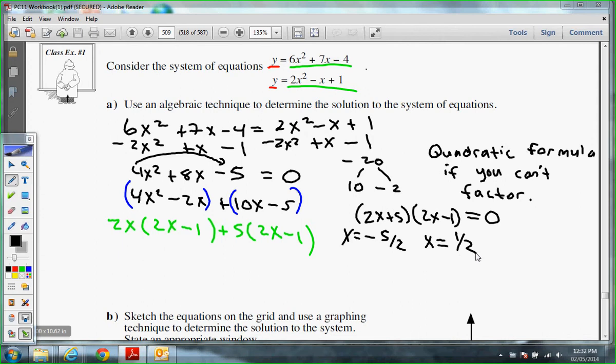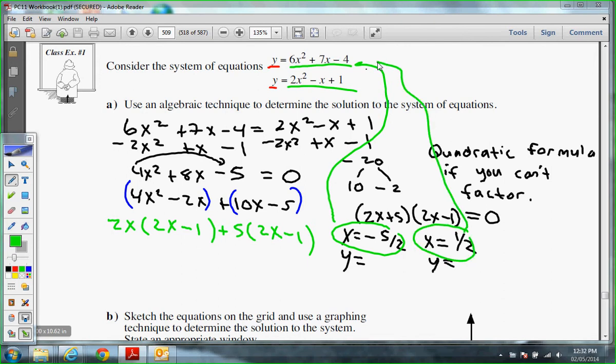All right, so what I want to do now is, I have my x's, I still want to get my y's. And I get my y's by taking each of these and then just coming up here and putting it into either one. Okay, I just put up there for x, whichever one. I'll put it in the bottom one, because these are just a little bit easier numbers.